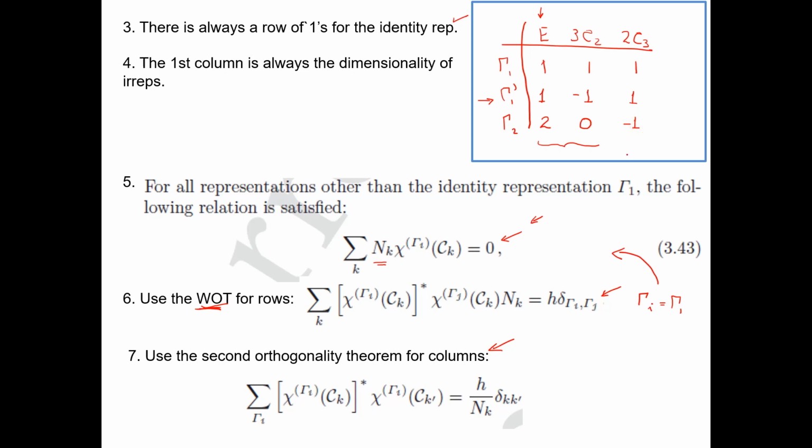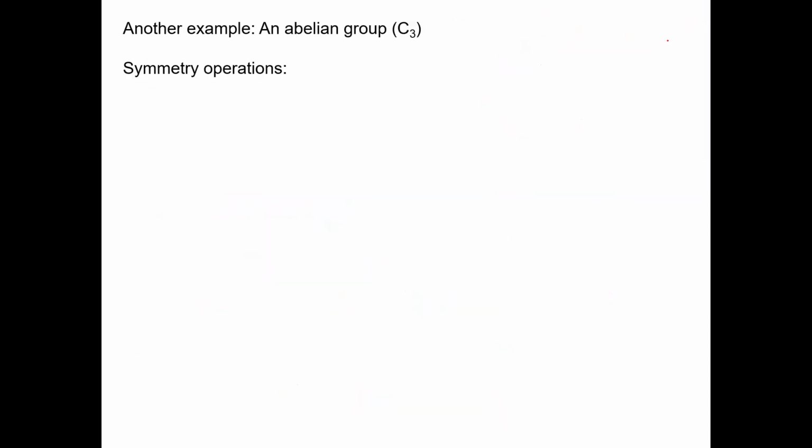Okay, so this is a simple example that shows that using this set of rules that we determined in the last lecture, we can construct most character tables. This is the example for the group P3. Okay, let me do another one.